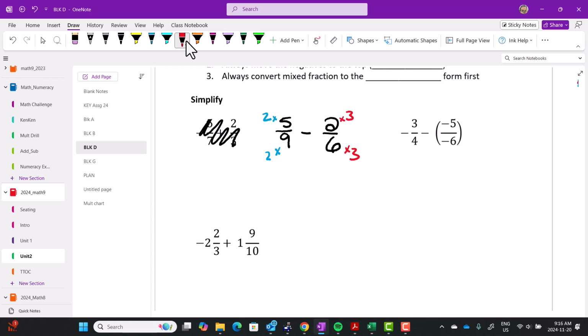So the one on the fraction, 2 times 3 is 6. 6 times 3 is 18. We have our minus sign. And 2 times 5 is 10. So that's in blue. And 9 times 2 is 18. Okay? There you go. And that's the calculation we're going to do. Right? So what should our number on the top be? What should our number on the bottom be?